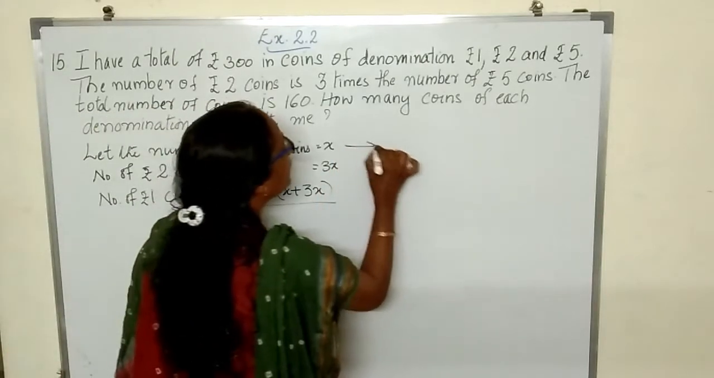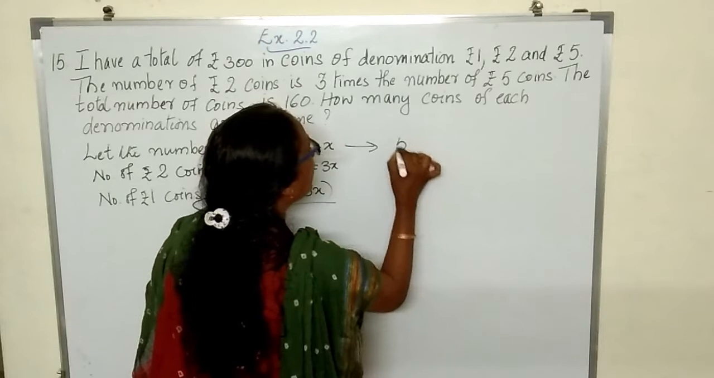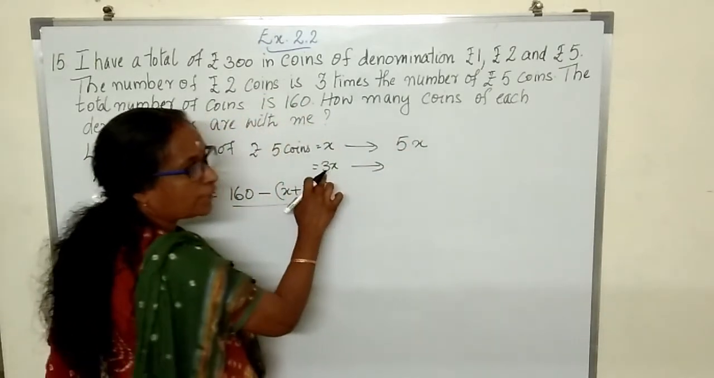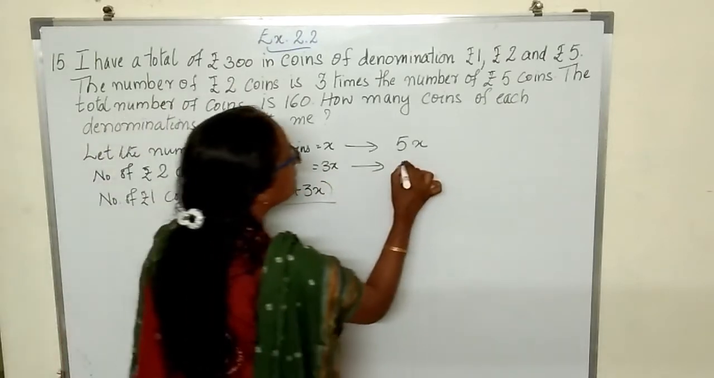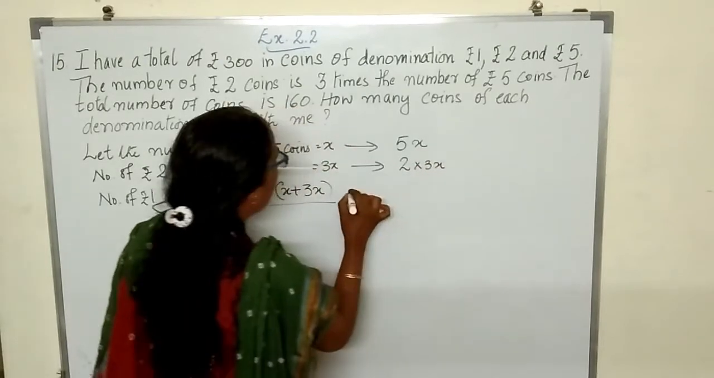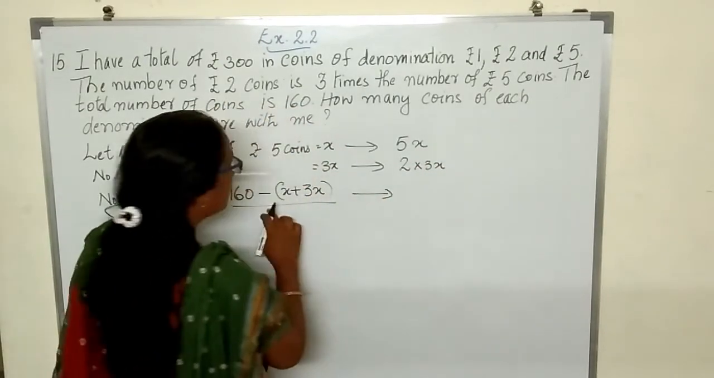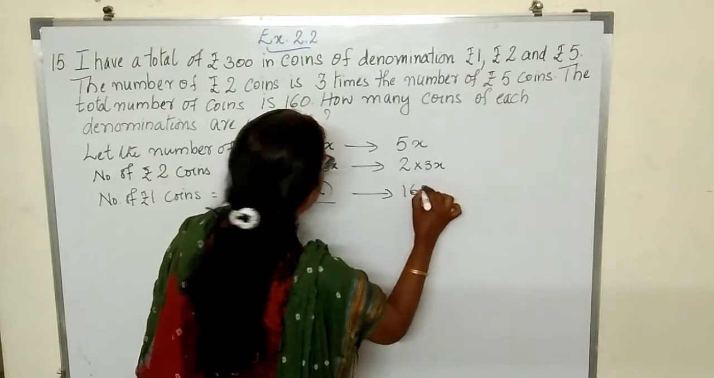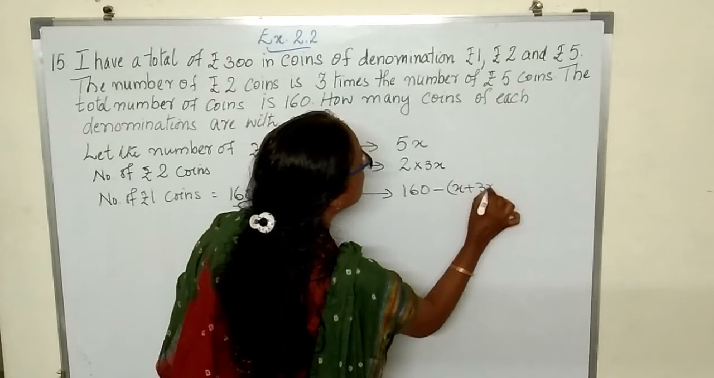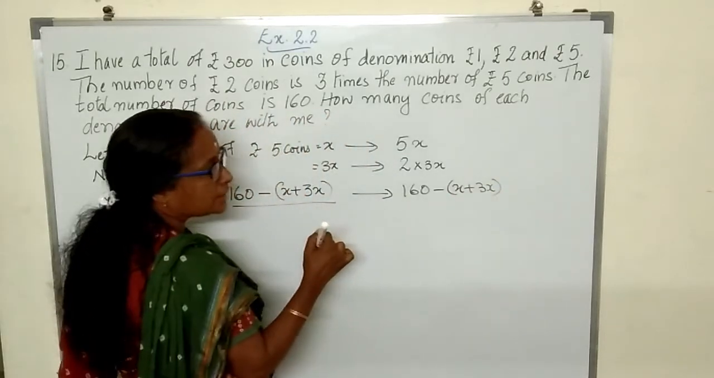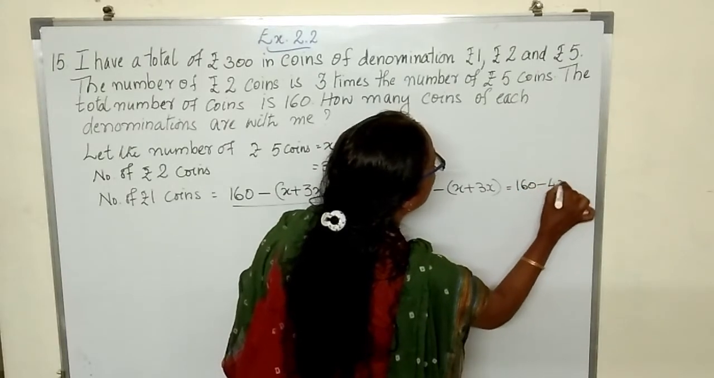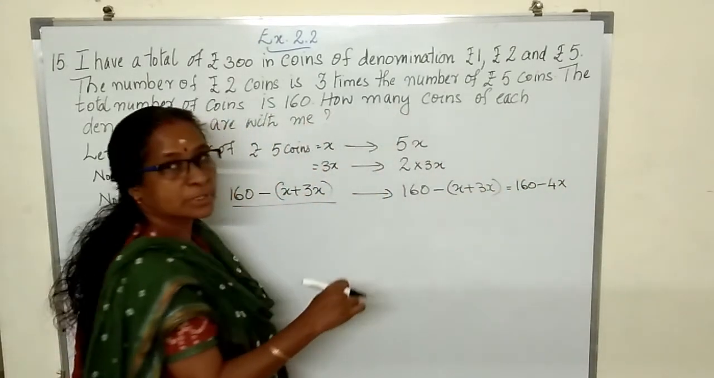Here, if you find the amount, it will be 5 into x. And here, these are 2 rupee coins, 3x, so that is 2 into 3x. And this is 1 rupee, so 160 minus x minus 3x. What is 160 minus x minus 3x? It is equal to 160 minus 4x. These are the amounts. Okay.